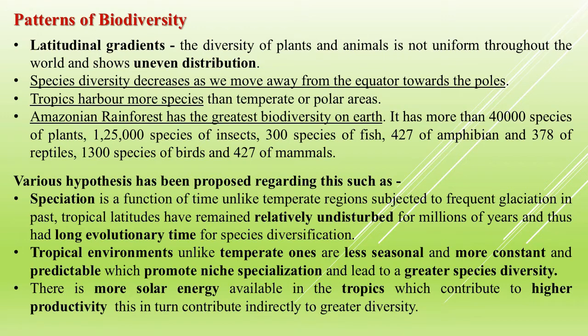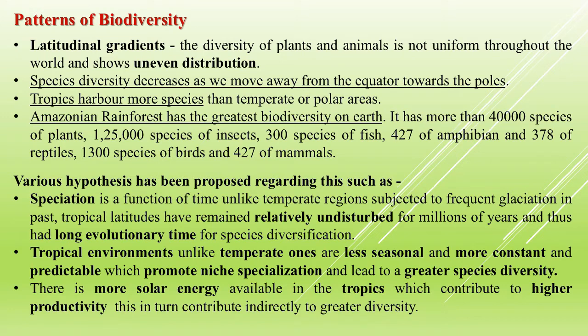Now the question comes, what is the reason behind the rich species diversity of the tropical region? That is, why does speciation, that is the formation of new species, occur more in the tropical region compared to the temperate region? Various reasons are there. One by one, we are discussing. Speciation, that is the formation of new species, is generally a function of time.